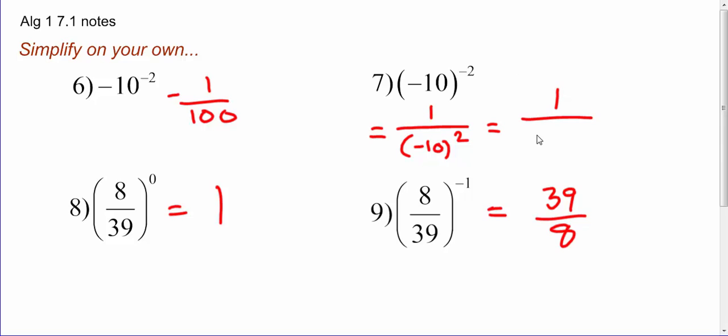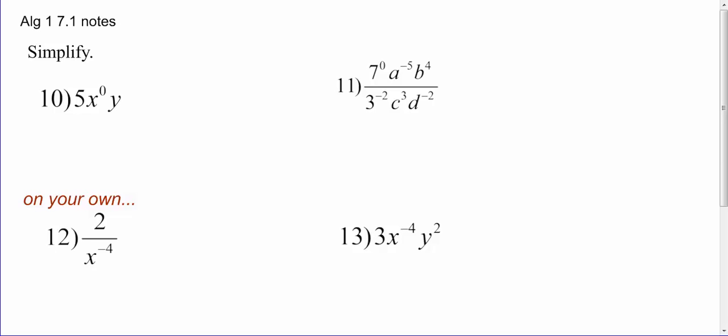We know negative 10 times negative 10 is a positive number, so that's 1/100th. All right, again, you can see 8 and 9. If you have questions, bring them to class. All right, let's take a look at the next few examples.